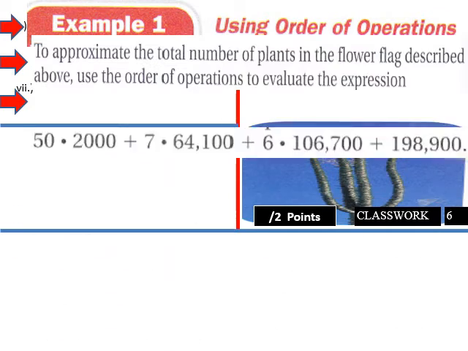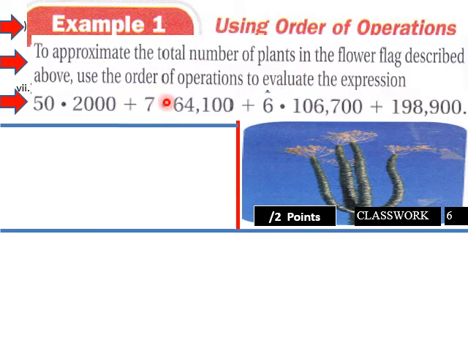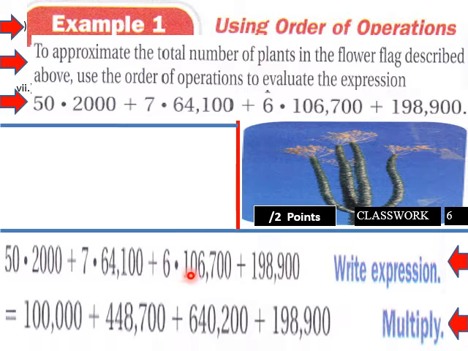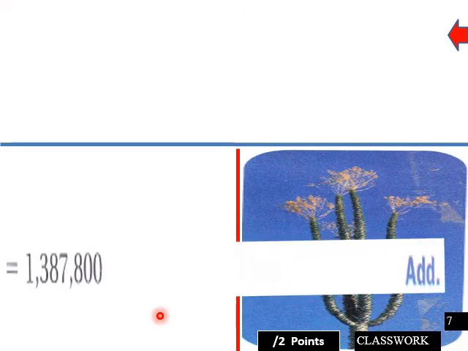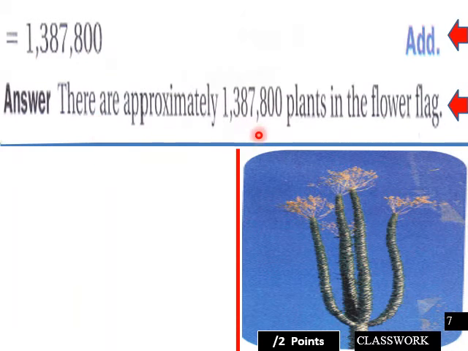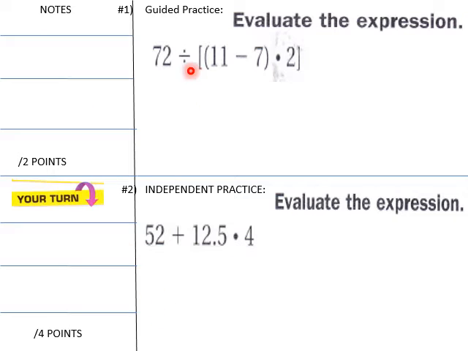Okay, example 1, using order of operations. Total number of plants. Again, we're back to that problem. Here is what we came up with here. So now we have this expression here. What do we do with it? So we're going to multiply here. Multiply each of these groupings here. And we get these numbers here from multiplying out. And then what do we do then? Well, we add them. And then we get this number here. There are approximately 1,387,800 plants in the flower flag. So that'd be a situation where order of operations would be crucial of coming up with that solution.